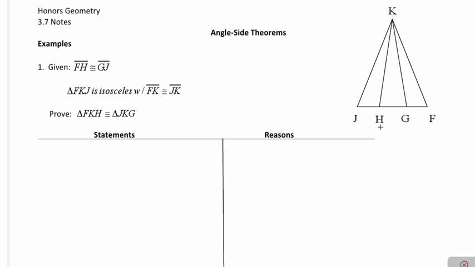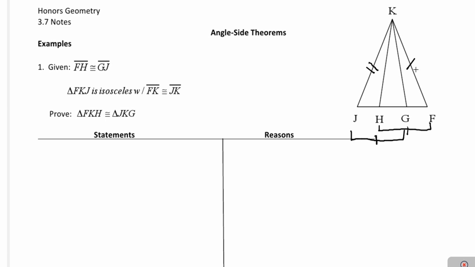So I'm just going to put some tick marks here. FH, segment FH, and then segment GJ. The second given says that triangle FKJ is isosceles with FK congruent to JK.